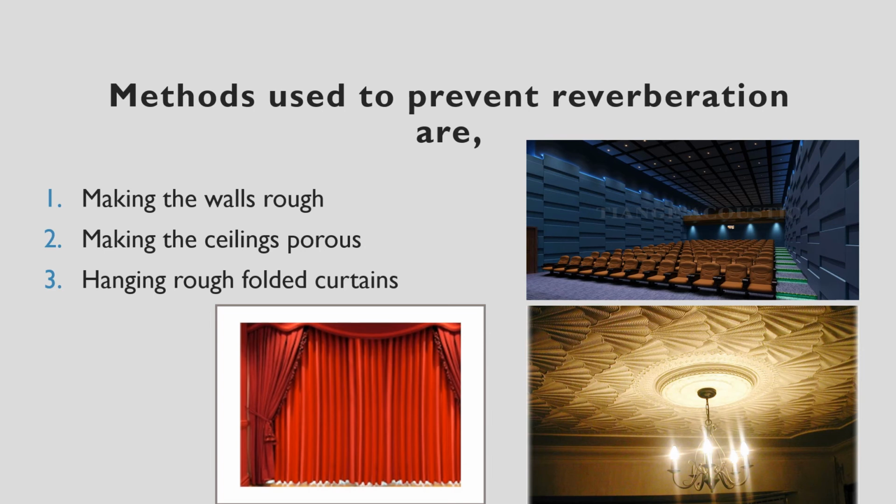So for example, in your school auditorium also, it has these rough folded curtains and rough walls. The purpose of doing these things is to prevent the reverberation. These things help to absorb the sound waves in large amounts and reduce the amount of sound that reflects and comes to the ear of the listener. So by doing these things, it reduces the reverberation in cinema halls and auditoriums.